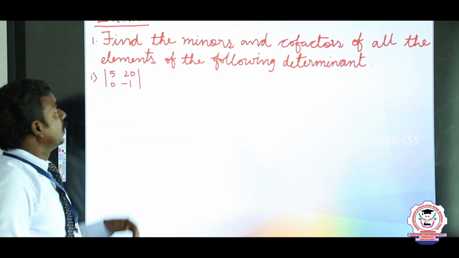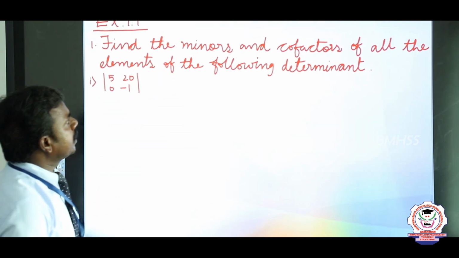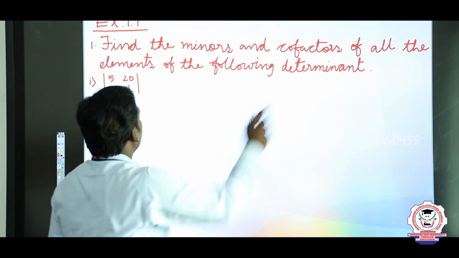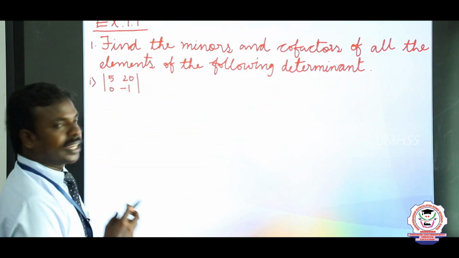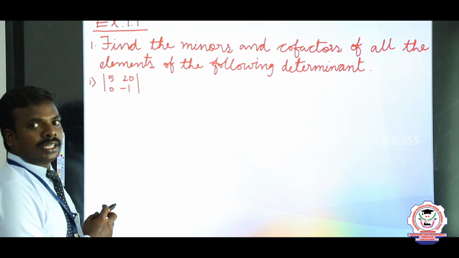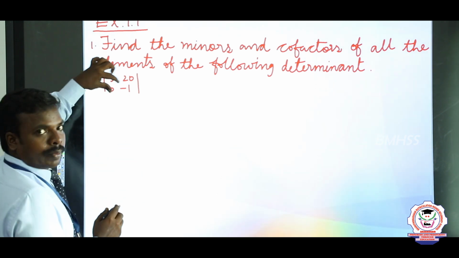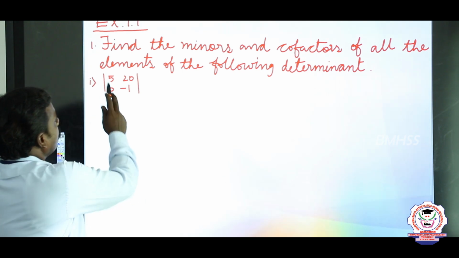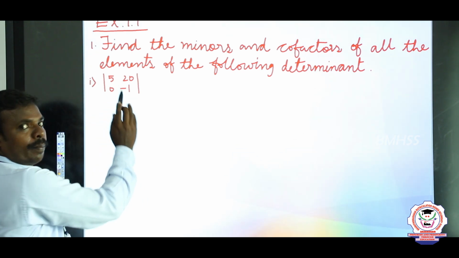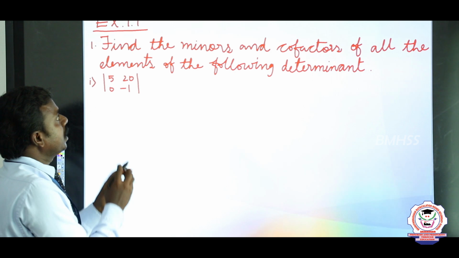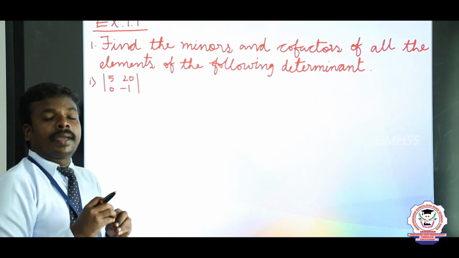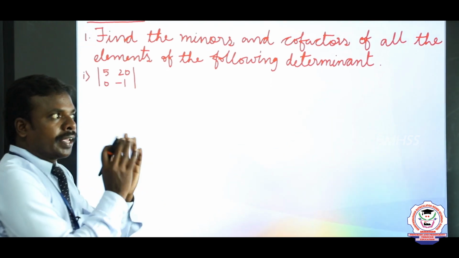Now we are going to start exercise number 1.1. Question number 1, find the minors and cofactors of all the elements of the following determinant. They have given two subdivisions. I am going to do the first subdivision. In the first subdivision they have given a 2 by 2 matrix. In the first row 5, 20, in the second row 0, minus 1. First I am going to find minors. Minors are denoted by Mij.